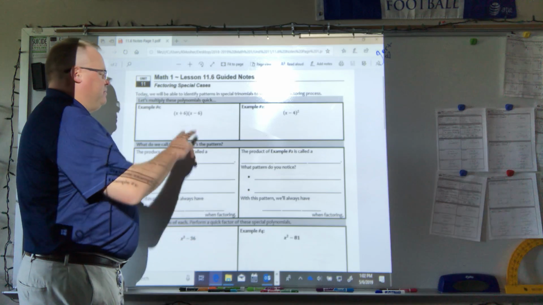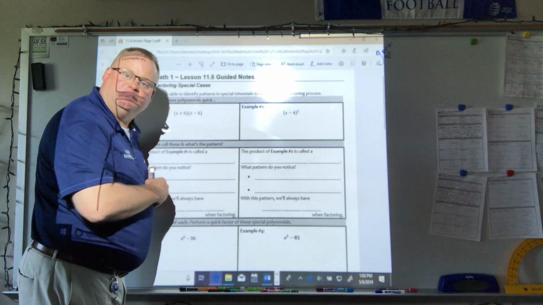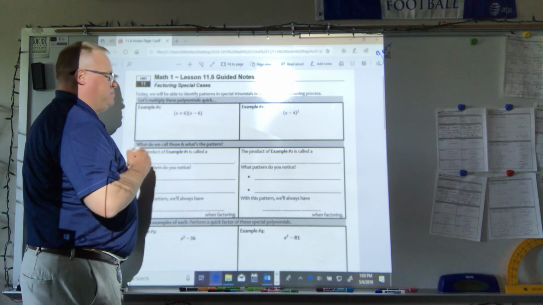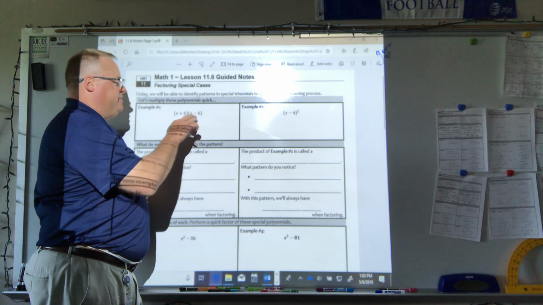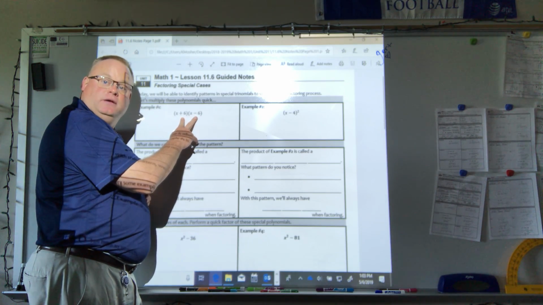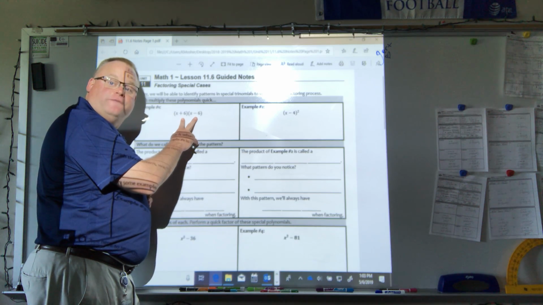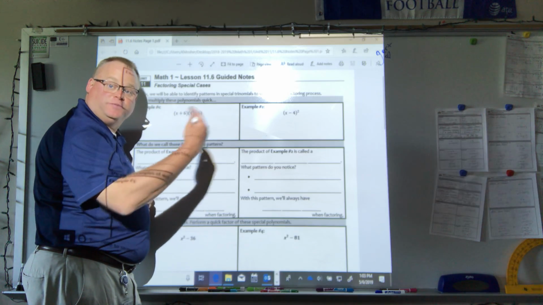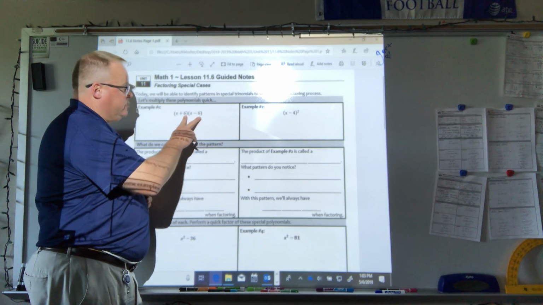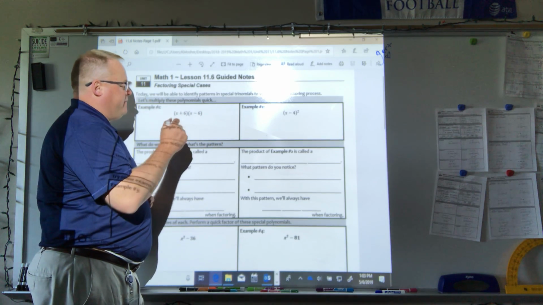First off, example number one, I've got x plus 6 times x minus 6. Well, I know that this is two binomials, right? And with two binomials, I want to FOIL them to get a product. I want to multiply the two binomials together. That's what it's asking us to do. So we do that by FOIL.